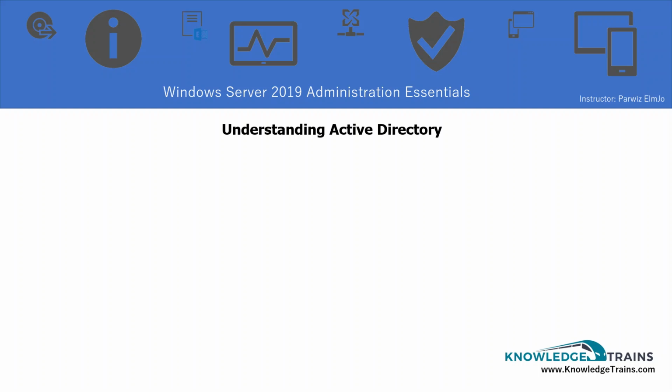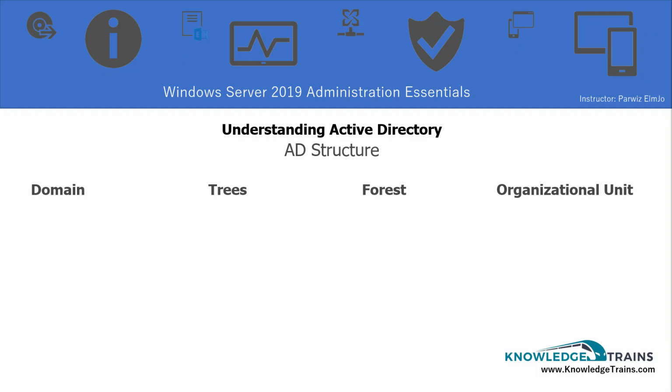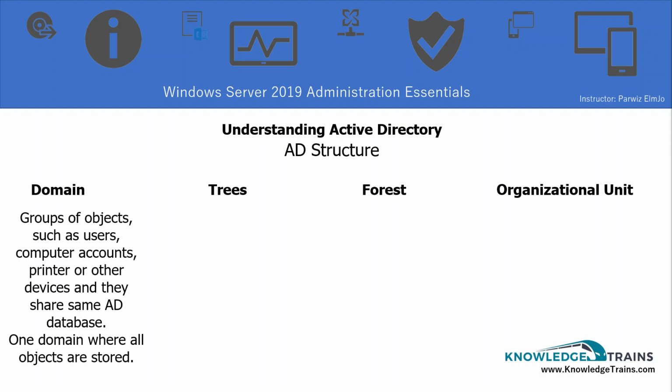Another thing to understand is the Active Directory structure, like how the Active Directory is actually structured. So when it comes to structure, we have domains, trees, forests, and organizational units. These are important concepts to understand. The domain is a group of objects such as users, computers, accounts, printers, or any other device, and they share the same database.